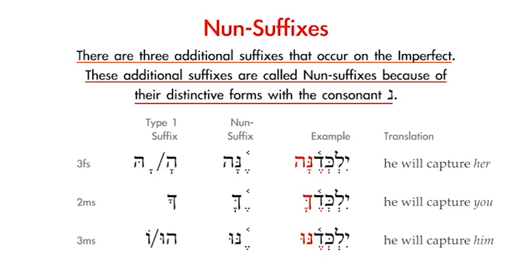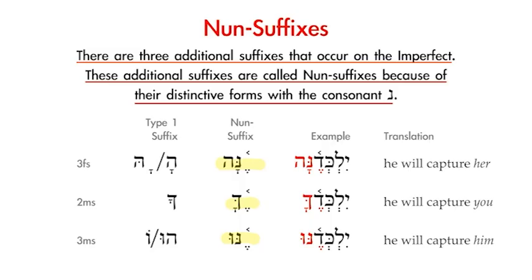The first is the 3fs suffix, ena. The second is the 2ms suffix, eka. Now, we call the 2ms suffix a noon suffix because a noon is present. However, it's assimilated as a dagesh forte in the kaf. You can see that this form looks fairly interesting. It's not a form that you see very often with a dagesh forte in a final kaf, followed by a qamets. But this is in fact the noon suffix. And then finally the 3ms form, enu. So we have ena, echa, enu.